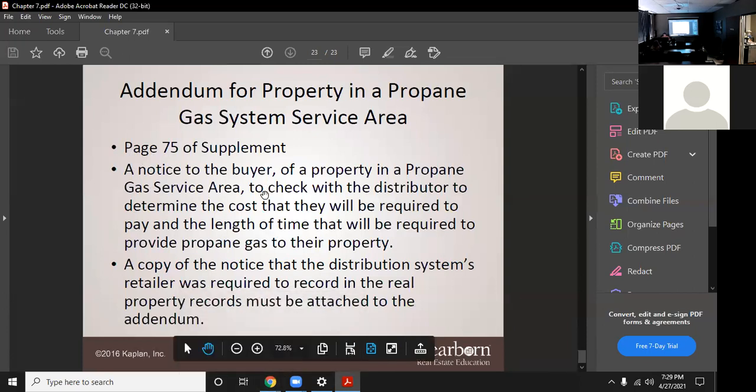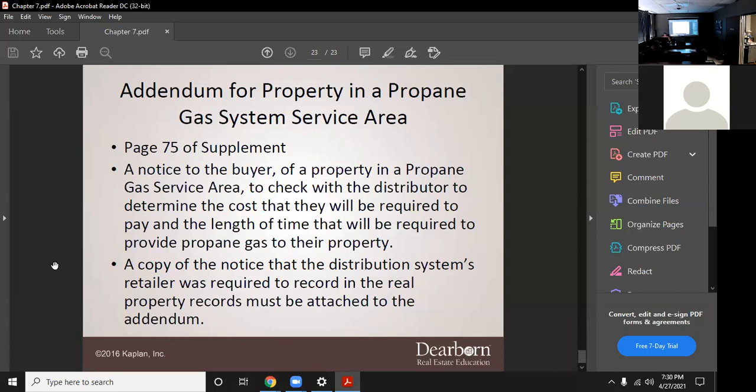Addendum for property in a propane gas system service area. Notice to the buyer of a property in a propane gas service area to check with the distributor to determine the cost if they will be required to pay and the length of time that will be required to provide propane gas to the property. A copy of the notice that the distribution system's retailer was required to record in the real property record must be attached to the addendum.